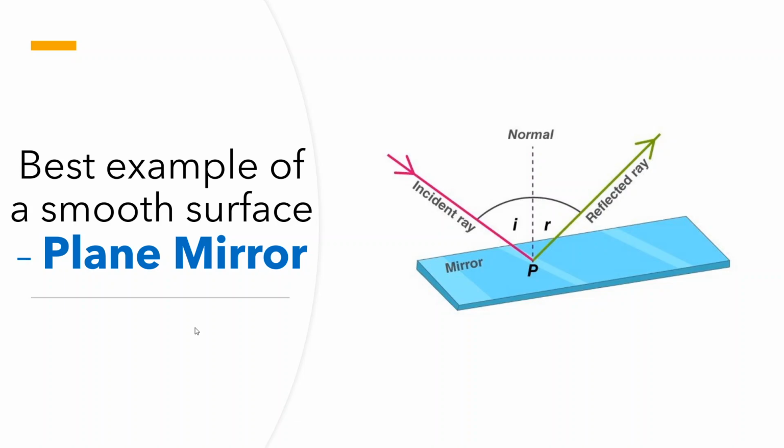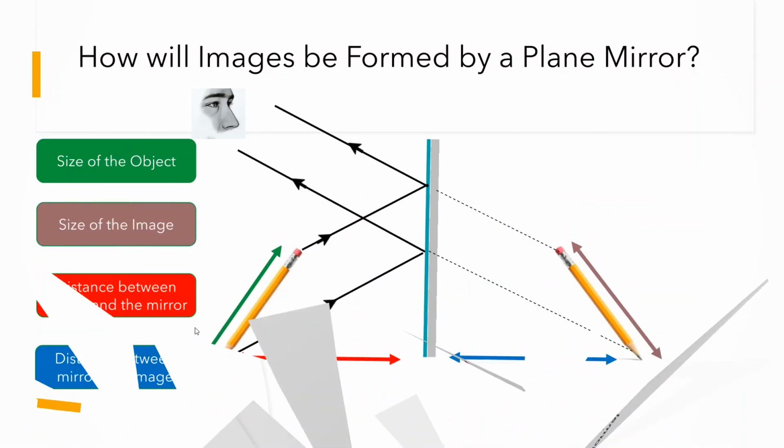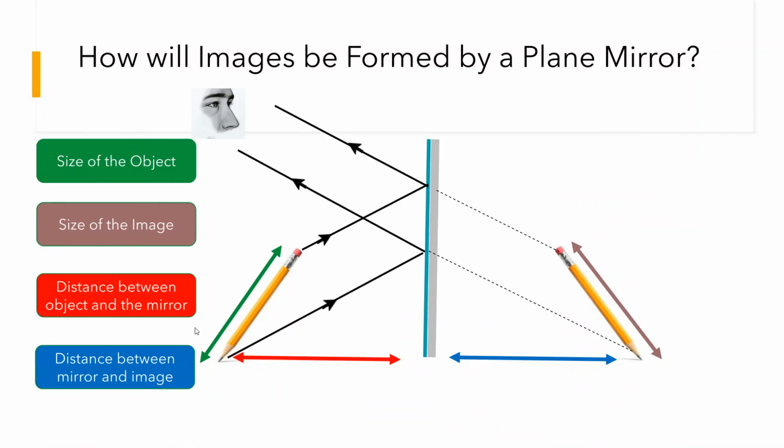And here you can see the incident ray, the reflected ray, and the normal at the point of incidence. This is the plane mirror. Now what happens if a mirror breaks? It happens something like this. Now, how will images be formed by a plane mirror? We learned about a plane mirror, but how will images be formed?